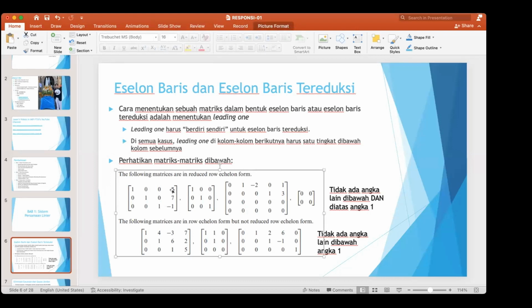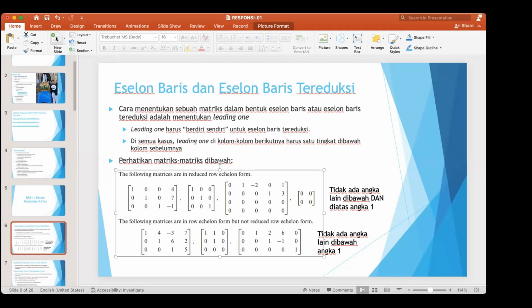So basically, let's say you're given a matrix and then you're asked to convert it into two different basic forms. The first basic form would be what we call row echelon form, and the second one is called reduced row echelon form.